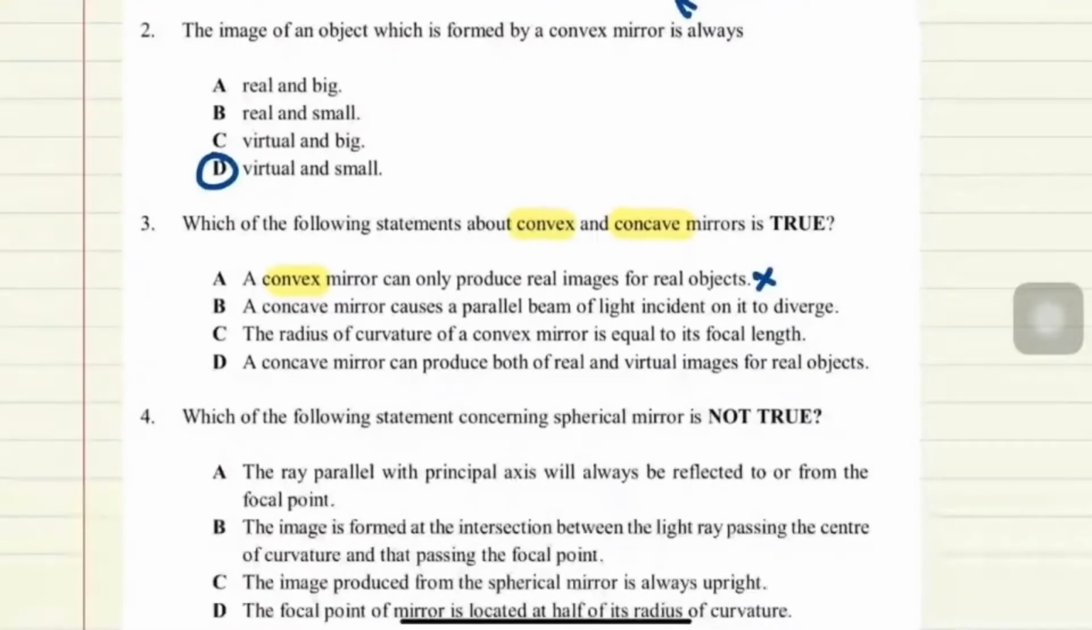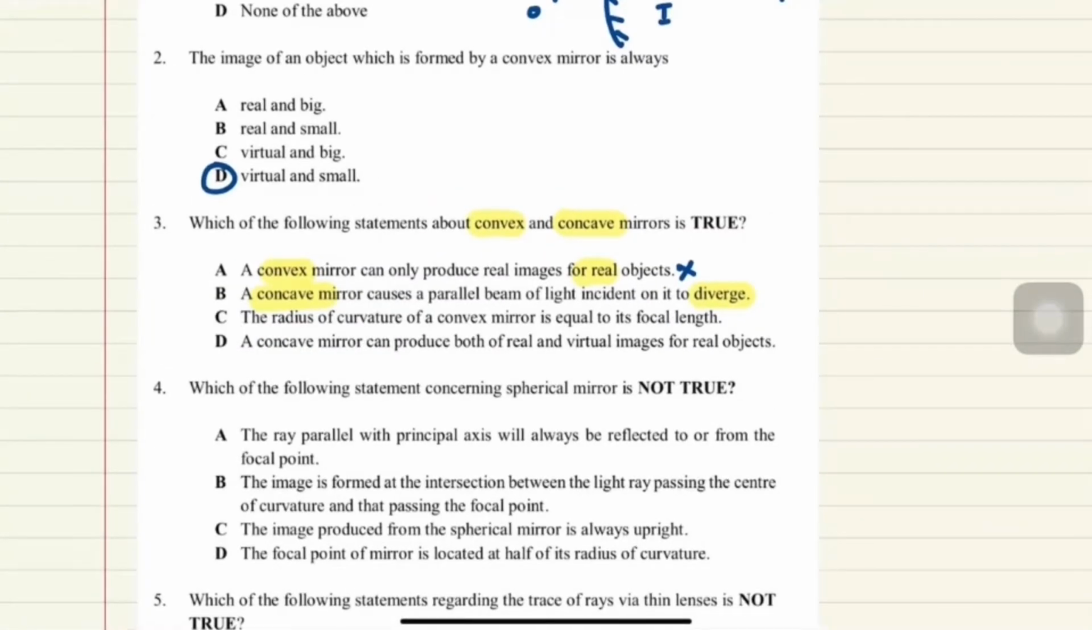Okay. Concave mirror causes a parallel beam of light incident on it to diverge. Is it right or wrong? Concave mirror, converge or diverge? Concave mirror. Converge. This is a concave mirror, so positive F, converge. So that one is wrong too. Radius of curvature of a convex mirror is equal to its focal length. This one is wrong as well. They are supposed to be equal to 2F. And a concave mirror can produce both real and virtual images. This one is correct. Okay.